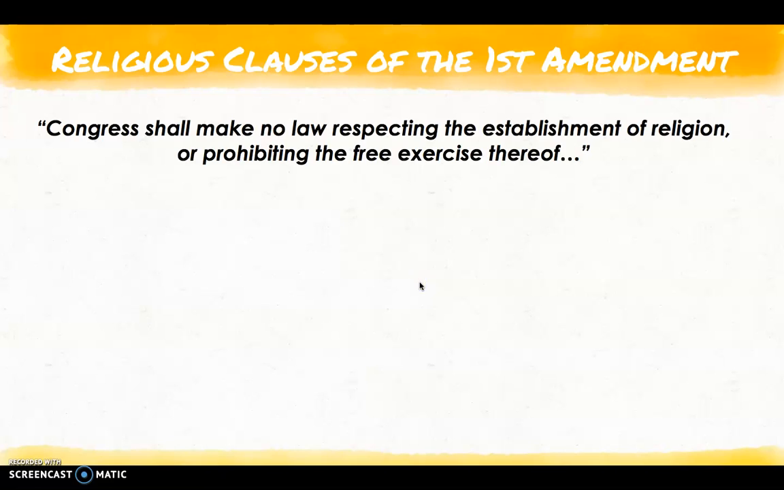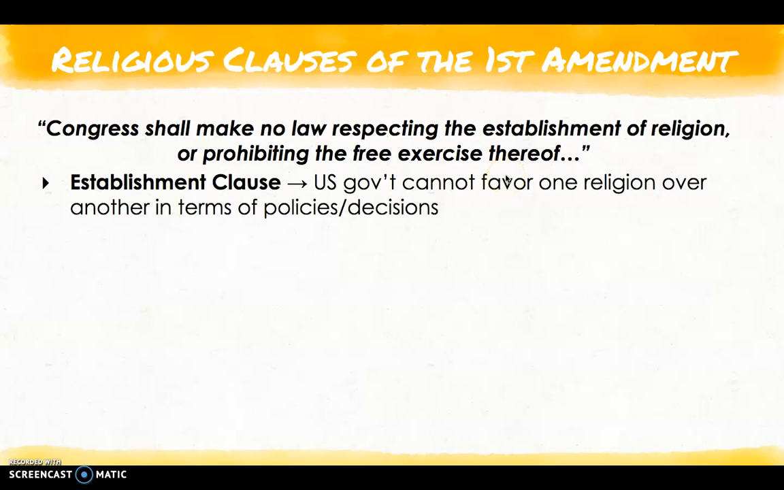So the First Amendment religious clauses say Congress shall make no law respecting the establishment of religion or prohibiting the free exercise thereof. So you'll notice there are two pieces there, and we're going to break it down bit by bit. The very first clause is the Establishment Clause, and this says the U.S. government cannot favor one religion over another in terms of policies and decisions.